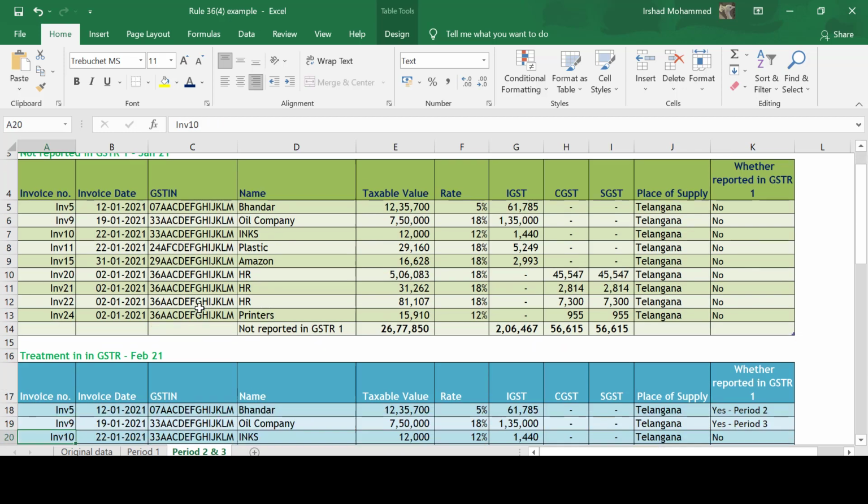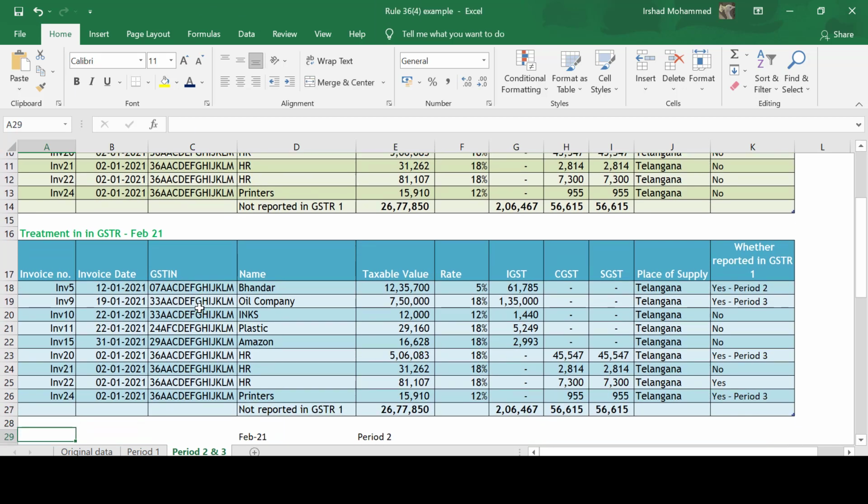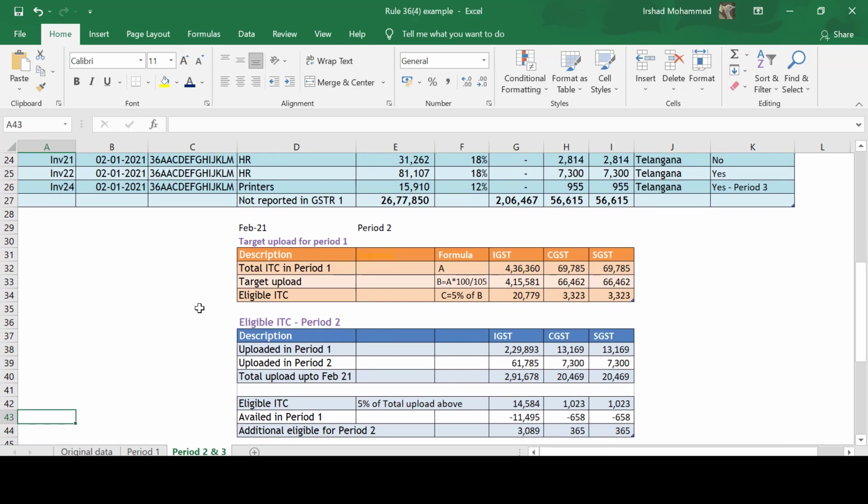What is target upload? So target upload is the total invoices which needs to be uploaded by the supplier in order to become eligible for 100% ITC. So you can refer to this row 33, which is highlighted here, where we have computed the target upload. So this row 33 computes the target upload based on the back calculation.